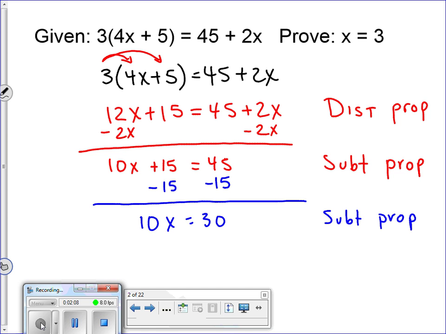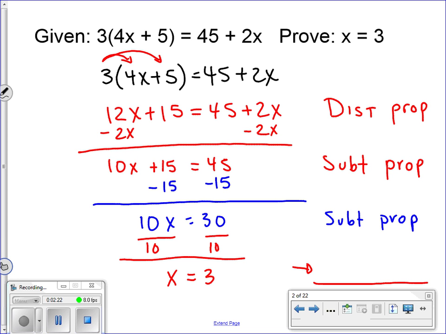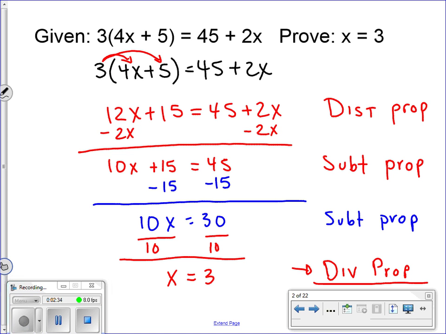Next step. All right, and I get x equals 3. Now I'm not writing in what the reason is I'm allowed to get to this step, x equals 3. I want you to just write it in, just like we've done with subtraction property, and so on. I want you to go ahead and write in what you think I'm going to write here in this spot. And I hope you wrote division property. Pretty simple stuff.